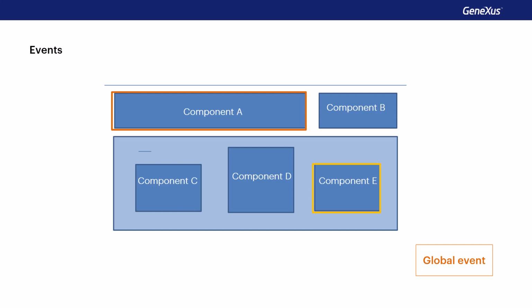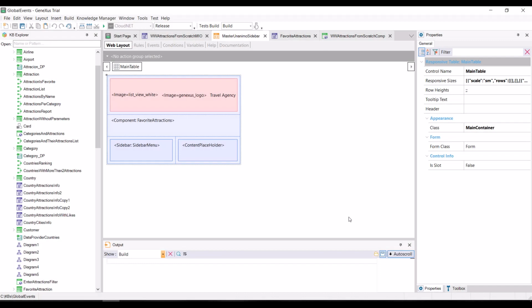Let's go to Genexus to see this web panel. First, it has an associated master page, which is the default. Therefore, the content of its screen will be loaded inside the content placeholder of that master page. In addition, we've added another component to show the total number of tourist attractions that the user has marked as favorites.